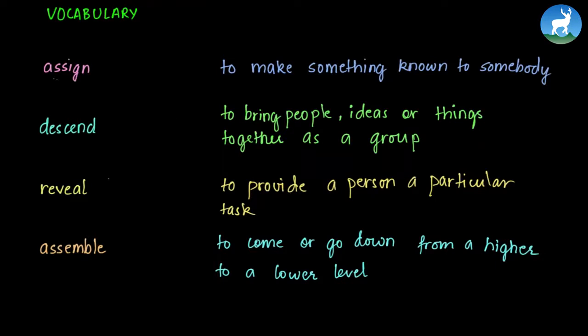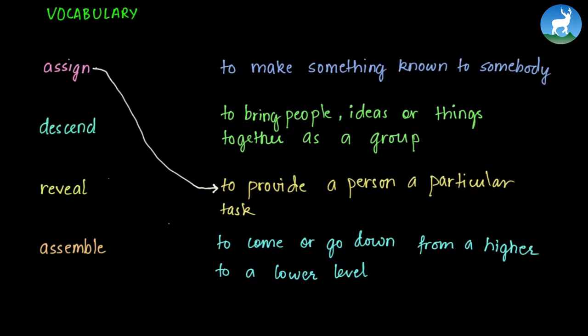So first we will search the meaning of assign. To make something known to somebody. Now this does not mean to assign. A teacher assigns task. That means a teacher is giving you a task. To bring people, ideas or things together as a group does not mean to assign as well. But to provide a person a particular task means to assign. So I assigned you a job of bringing a pen from the supermarket. Now this means I assigned you a particular task and that's bringing a pen from the supermarket. So assign means to provide a person a particular task.